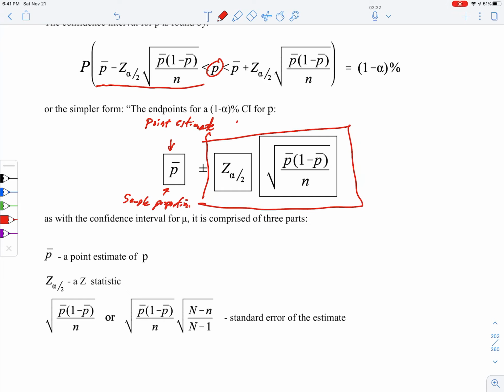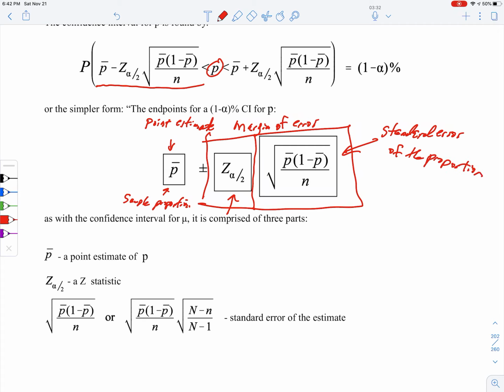And then, of course, we've got the margin of error. And the margin of error, so it's always the point estimate plus or minus a margin of error. And the margin of error is comprised of two parts. And this part here, of course, is based on the level of confidence. And then this part here is the standard error. In this case, the standard error of the proportion.